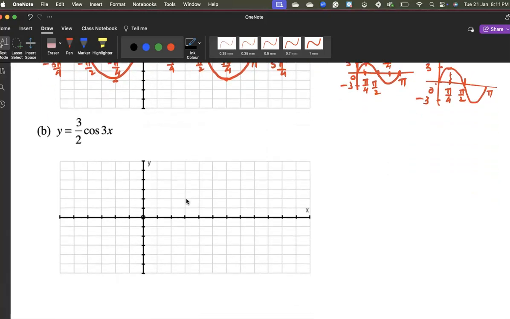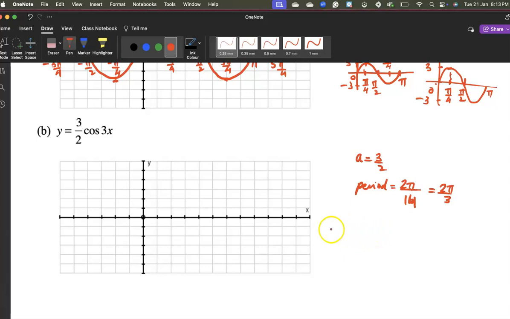Okay. Now, this is important. Try this out in your notebook. Remember, there are two formulas. Amplitude is the coefficient of the entire function, that's 3 upon 2. And your period is 2 pi upon b, the coefficient of x. 2 pi upon 3.